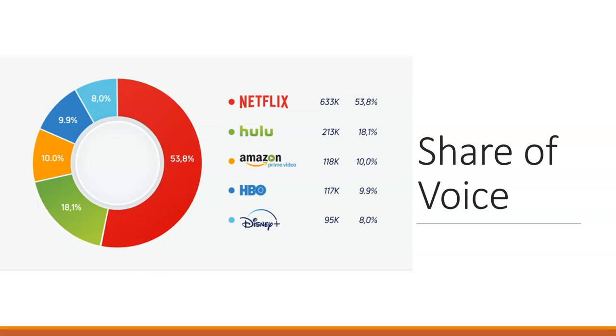This is another example of share of voice. So we can see that Netflix, at the time that this graphic was created, had the largest share of the market for streaming services, for the top few streaming services. Compared to Hulu, Amazon, HBO, and Disney Plus, Netflix was commanding the share of voice at this time. So that means on social media platforms, customers were talking more about Netflix than these other tools.